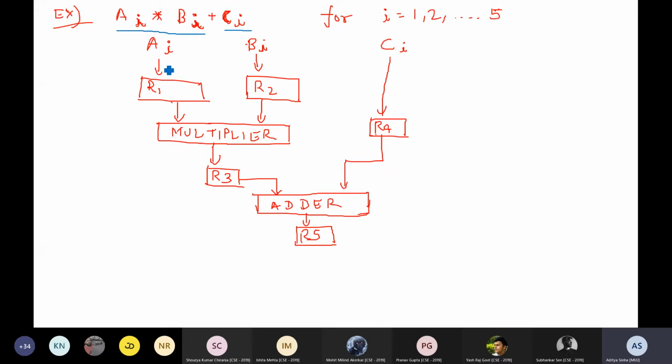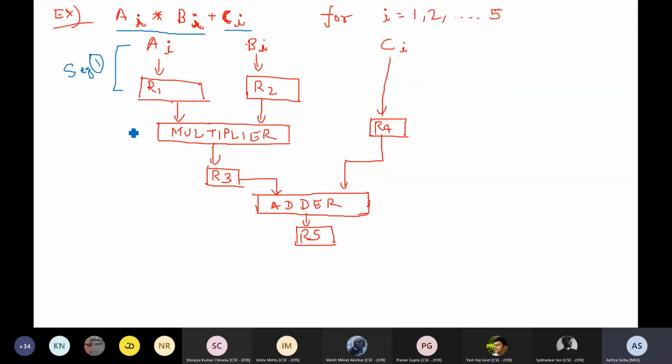So how do we do all the work? We put all the data inside a register. So Ai you firstly transfer into R1, Bi transfer into R2, and Ci right now we don't need it. So in this stage, this is the first stage that you actually transfer. This is the first segment. You can call it the first segment.